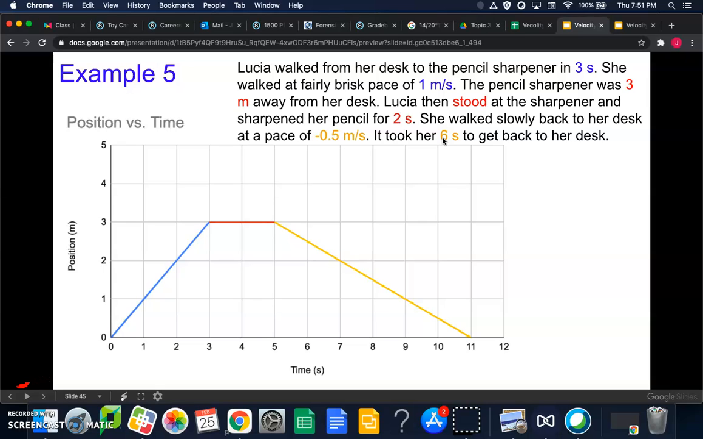So the point is you need to have one piece of information about the blue segment, one about the red segment, one about the orange segment, and you need to have at least one time, at least one position, and at least one velocity. If you are confused at all about any of that, send me a message and I'll clarify that for you. But hopefully that should make sense.